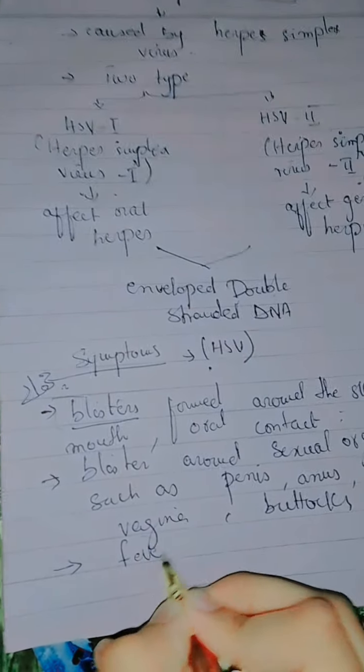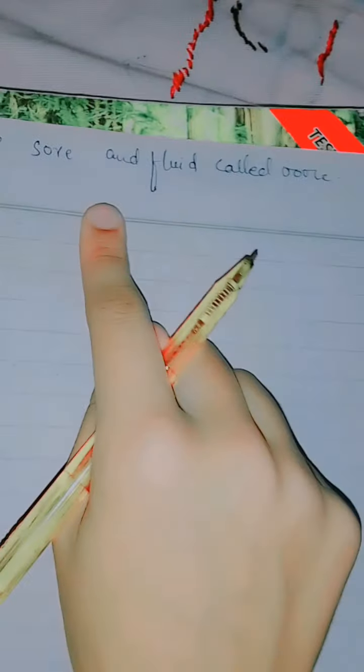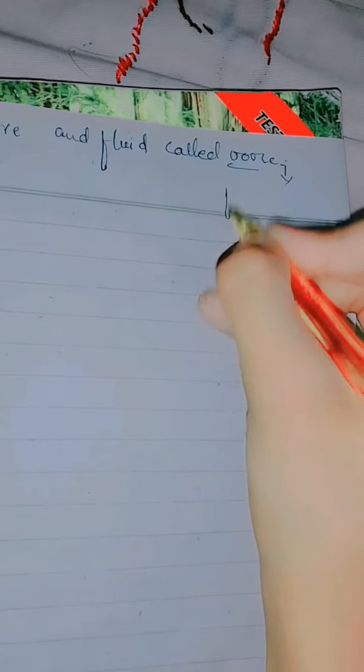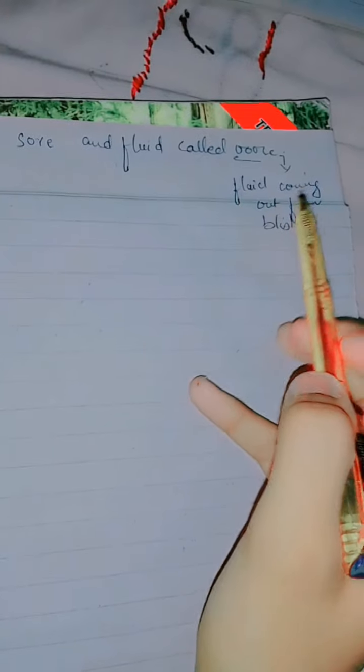In this, fever occurs. Another symptom is sore and fluid called ooze. What does it mean? That there is a fluid. Ooze basically means a fluid coming out from blisters. So that is again a symptom of HSV virus, that fluid will be coming out from the blisters, and that is known as ooze.